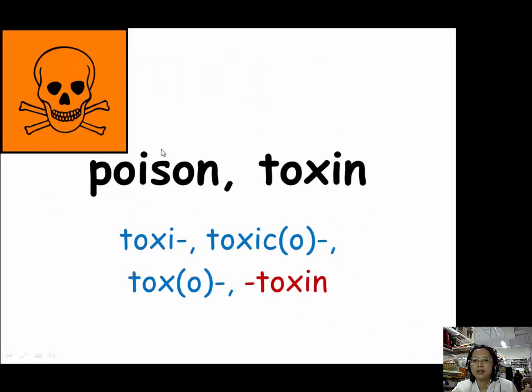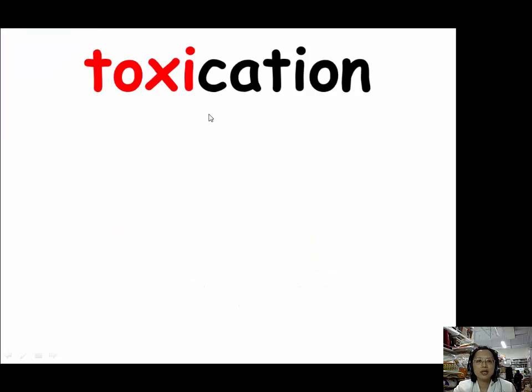For poison or toxin, we have three prefixes to use. Toxi, T-O-X-I, toxico, T-O-X-I-C-O, toxo, T-O-X-O, or sometimes we will use toxin at the end of the word, but toxin is actually not officially a suffix.